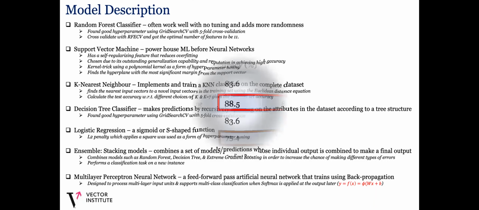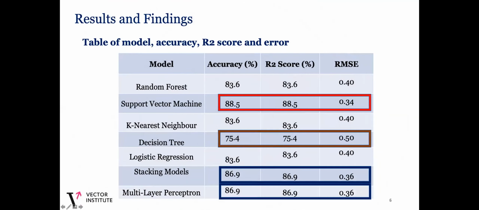Then moving to my results, I compared all the 7 models based on their accuracy percentage, the AUC score, and the RMSE score. The ones in red, which is the support vector machine, give the highest accuracy based on the level of hyperparameter tuning. Then the decision tree gave the lowest accuracy, whereas the stacking model improved the accuracy but still had the same accuracy as the multilayer perceptron.